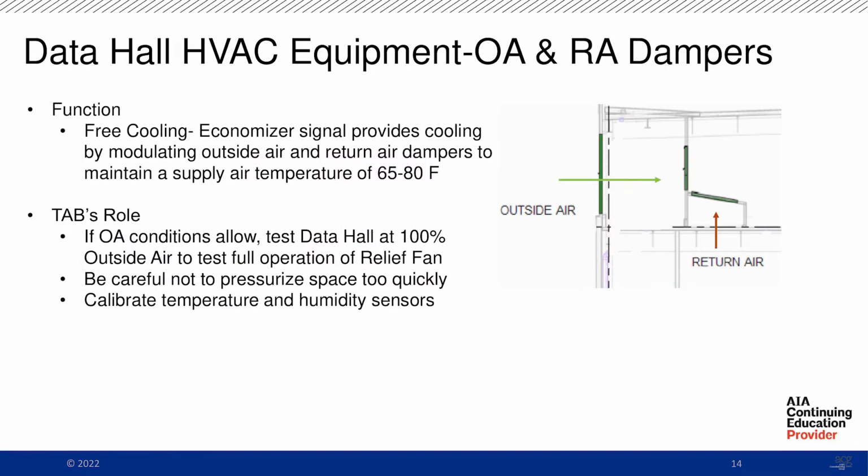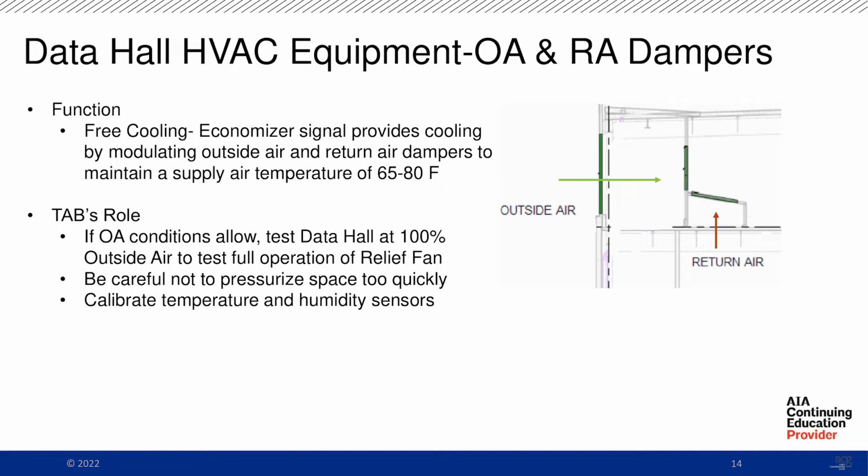Cool. So outside air and return air dampers, what are we doing as a TAP company looking at these things? Ideally, we love that free cooling, 100% outside air. Just going to make sure that our economized signal will modulate the outside air and return air dampers to maintain a supply air of 65 to 80. What we're doing, if outside air conditions allow, we'll test the data hall at 100% outside air to test the full operation of the relief fan.